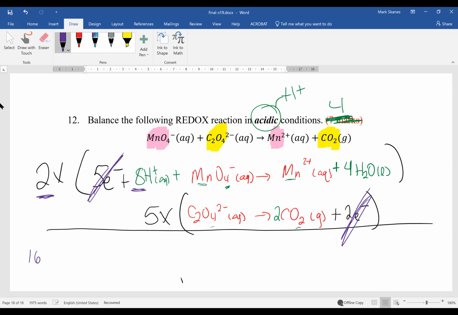16 hydrogens, 2 MnO4 minus, 5 C2O4 2 minus. I know this is pretty ridiculous, but every chemistry student in the universe does this.